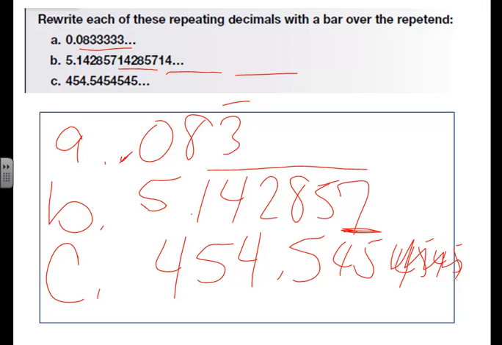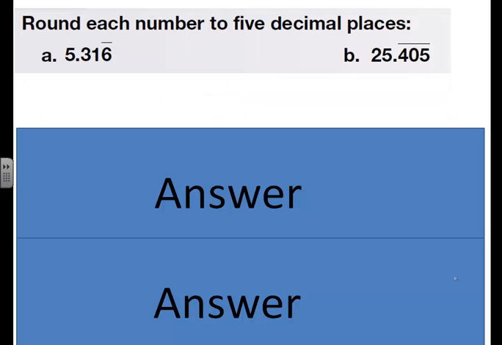All right, let's see if you can do this. Round each number to 5 decimal places. So in A, we only have 3 decimal places. So we've got to take it out to 5 and then round it. So let's go ahead and do that. In A here, we've got 5.316666666, right? And it would go on forever because we see the repetend right there. So if we want to go to 5 spots, we got 1, 2, 3, 4. We want to round to right here.